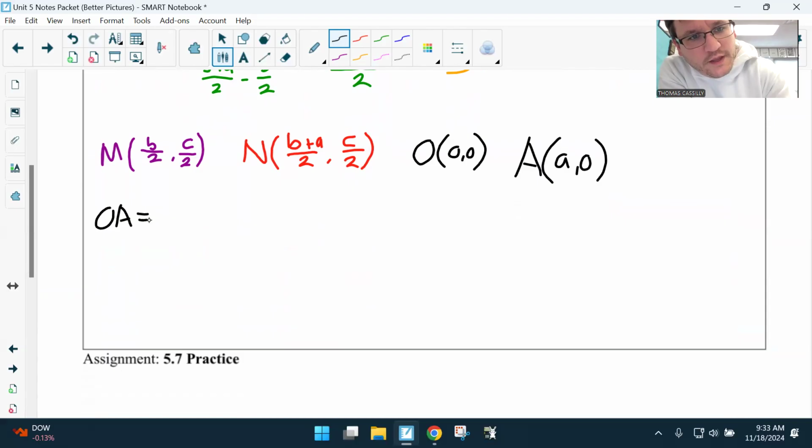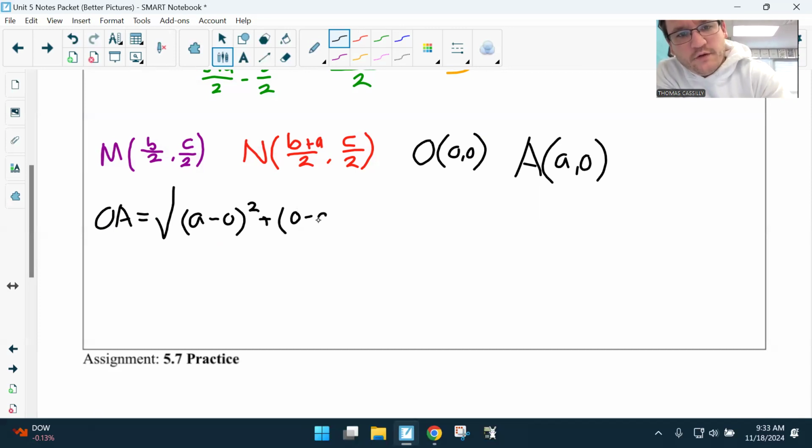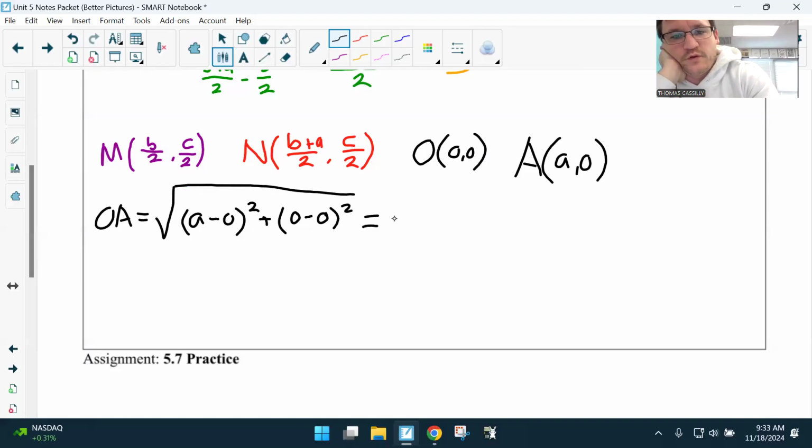The length of OA is the square root of (x2 minus x1) squared, so we have (a minus 0) squared, plus (y2 minus y1) squared. If we just simplify this, I'm left with the square root of a squared, right? Because the zeros go away: 0 minus 0 goes away, and a minus 0 is just a. The square root of something squared just leaves us with a. So segment OA has a length of a.